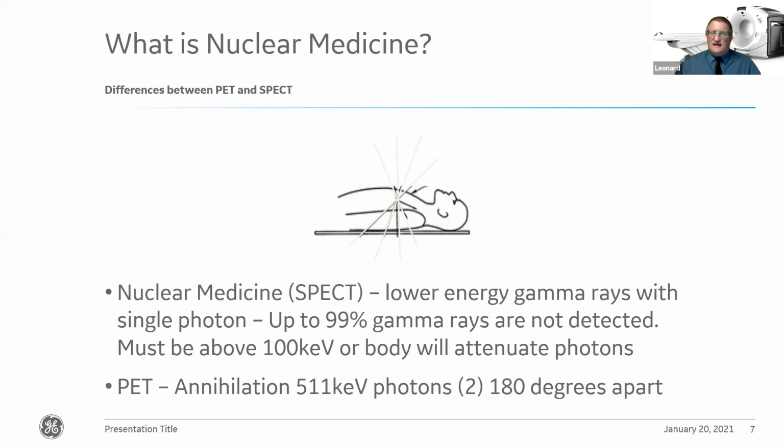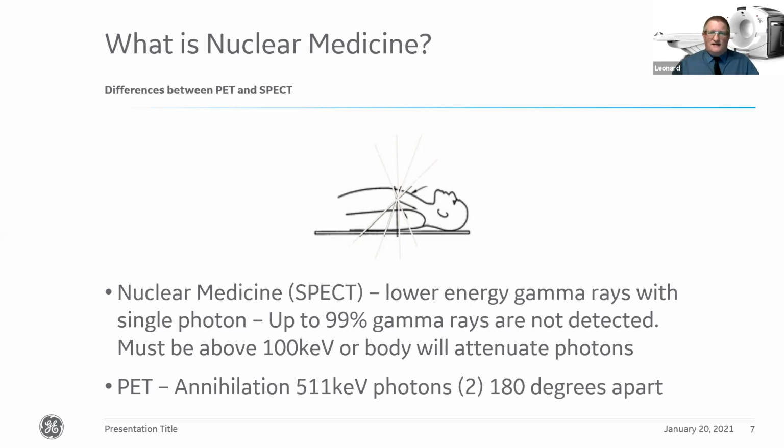The next significant difference between the two imaging techniques is that nuclear medicine is really working in the range of 120 up to 360 kiloelectron volts, whereas within PET we deal with the 511 keV photons. So the difference in energy is quite significant there.